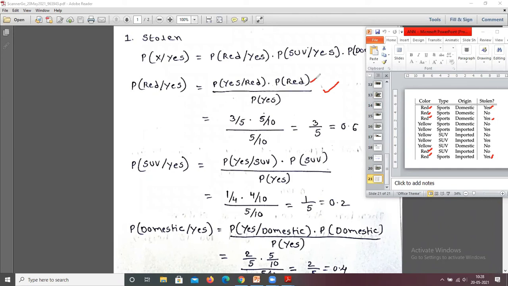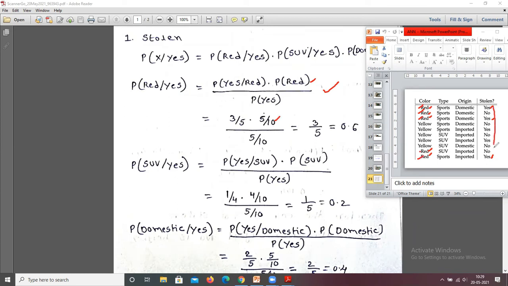So probability of red: the total entries are 10, 1, 2, 3, 4, 5, 6, 7, 8, 9, 10. In this, 5 are the red colors. So 5 by 10. And probability of yes.